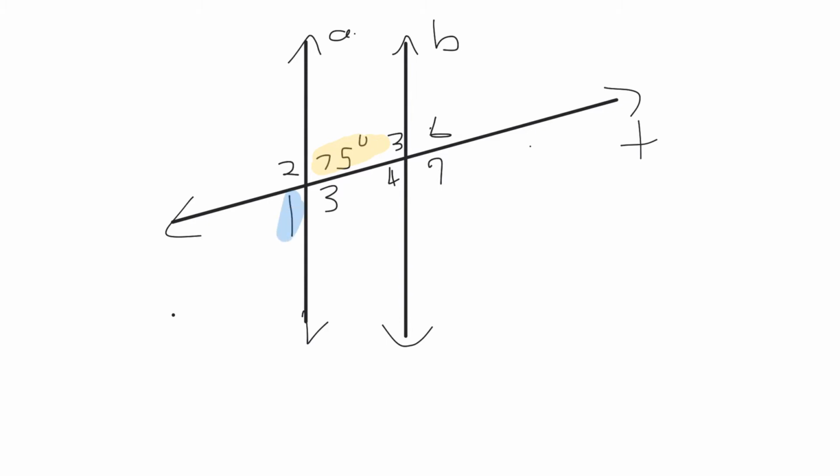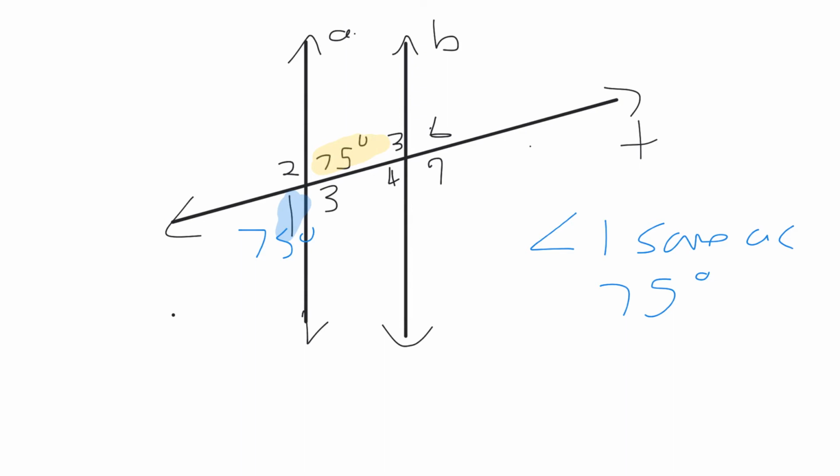Angle 1, which I'm highlighting in blue, is considered a vertical angle of the 75 degrees. Because they are vertical angles, they are the same. So therefore, angle 1 is the same as 75 degrees. So therefore, this also is 75 degrees.